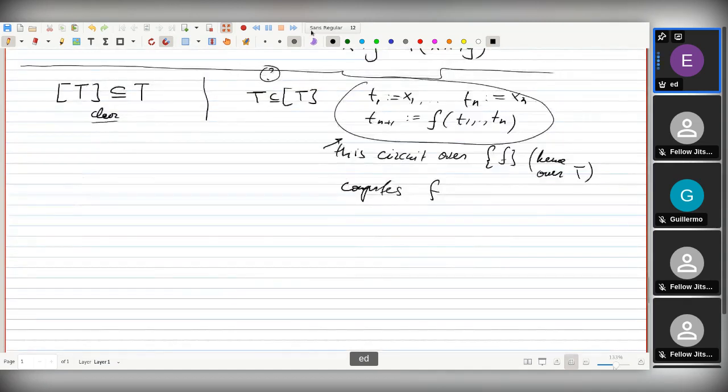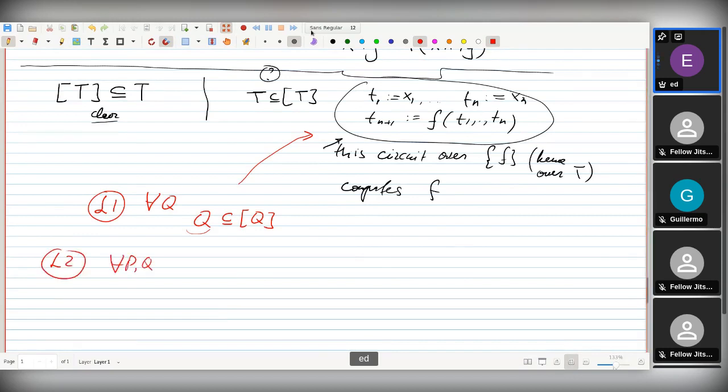Moreover, we can prove our first general fact here. For every set Q, Q is included into its closure. Do you agree? Yes. The argument is exactly the same. Every function from Q can be computed via this circuit, and it is a circuit over Q, given f belongs to Q. Agreed? Yes.